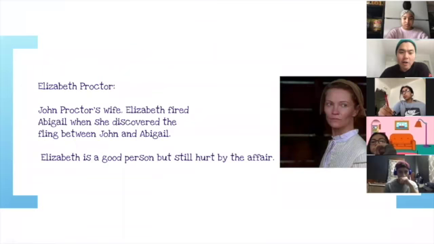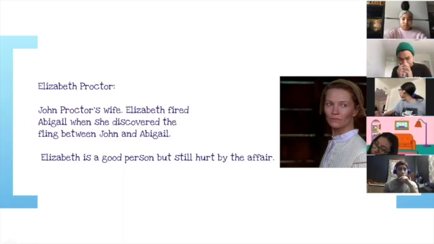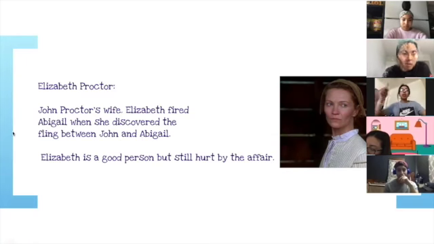All right, so this is the third person in that love triangle we're talking about, Elizabeth Proctor. She is the wife of John Proctor, the main character. She doesn't get to say much, but she serves as kind of the voice of reason in the story. She's a good person, but she's still hurt about the affair, and obviously she should be hurt because her husband cheated on her. So she fires Abigail, and all this affair happens before the play starts.